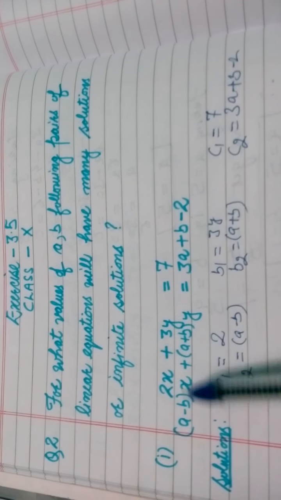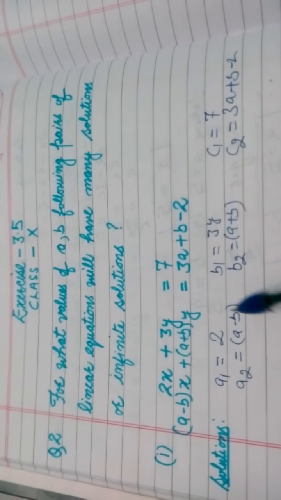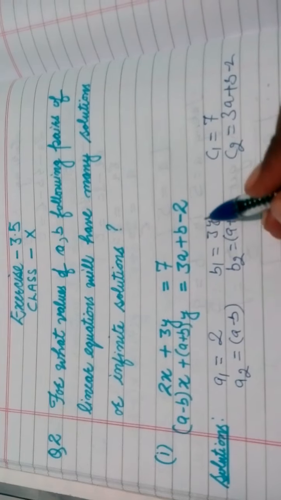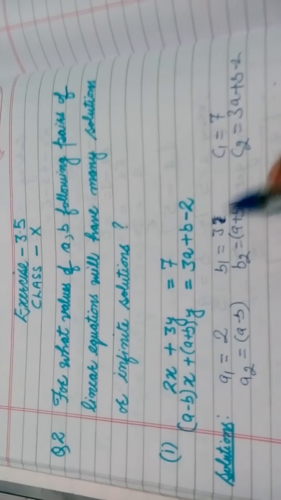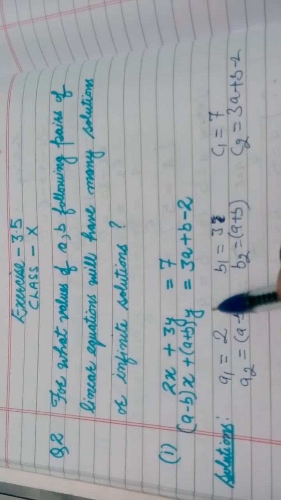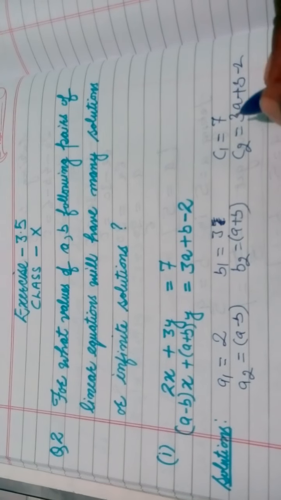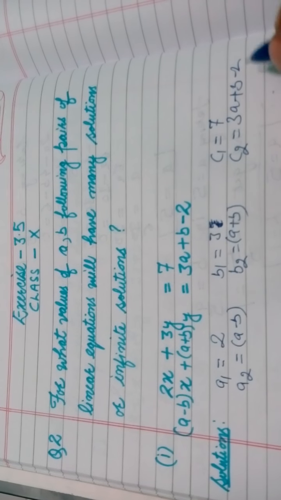a1 is equal to 2 and a2 is equal to a minus b. Similarly b1 is equal to 3, not y here. I don't know why I have written y here. And b2 is equal to a plus b. Similarly c1 is equal to 7 and c2 is equal to 3a plus b minus 2.